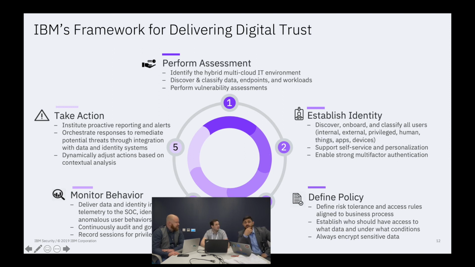That, I like that. Yeah, exactly. Monitor the behavior. Step 4. So deliver data and identity insights and telemetry, identifying user behaviors, and we talked about this already in terms of delivering those insights and the actions to take from all of this that you've established and classified to the people that are going to be making these decisions. And do that on a regular basis, continuously audit and govern access.